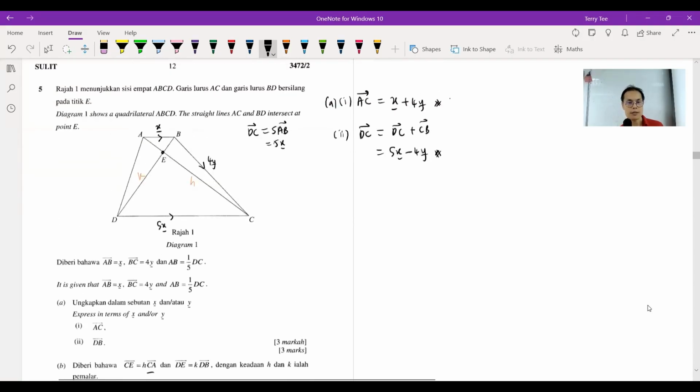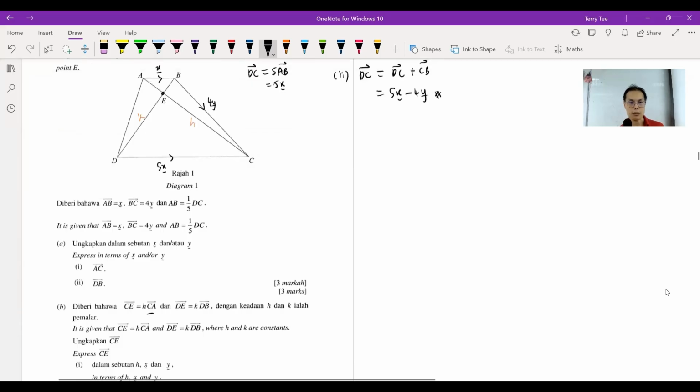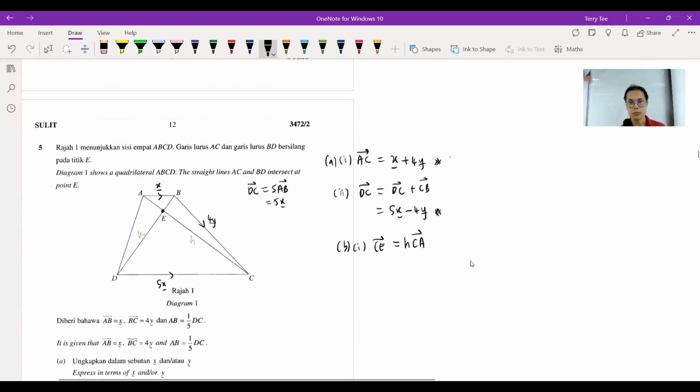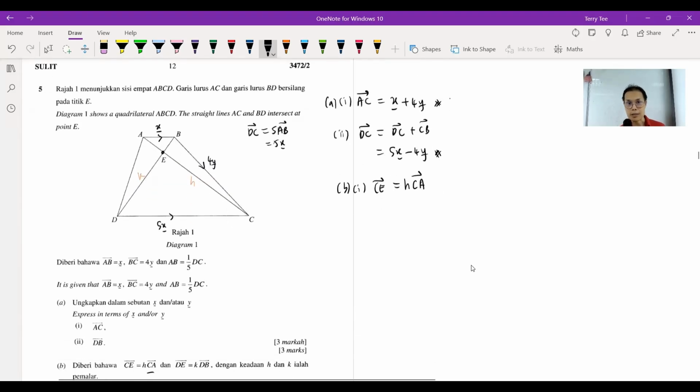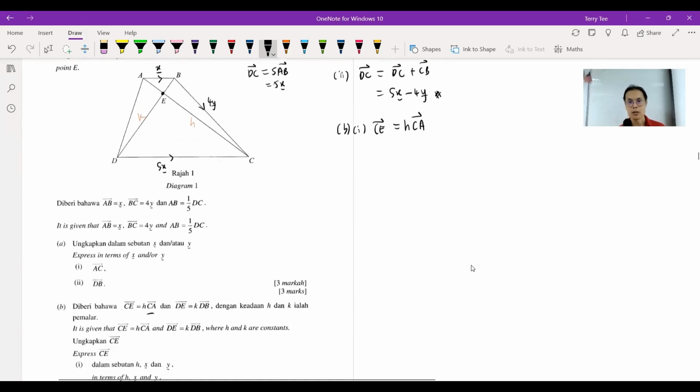So I think I find CE first. I move it up down here so you can see the diagram. Okay, so this is the first version of CE. I want to go from C, I want to use h, right? To go from C to E, I know it is h times of CA. And I already know CA from the first part. CA is negative AC, right? AC is x plus 4y. So because it's negative, we need to put negative x, negative 4y.